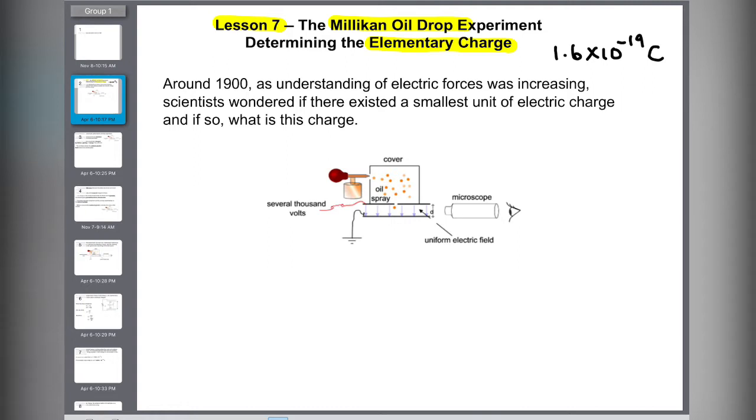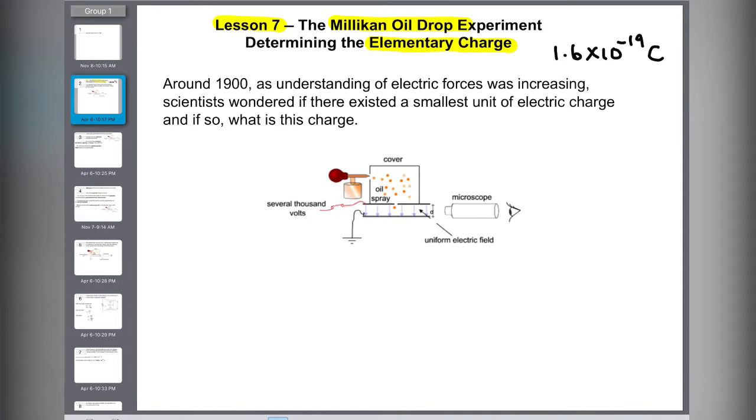Okay, so it's basically through his experiment. And hopefully you've already watched the video that I posted beforehand, so you have a background of the science, or the discovery route. Around the 1900s, understanding the electric force, scientists were wondering what is the smallest unit of charge and how to find it. So this picture demonstrates a couple of key things.